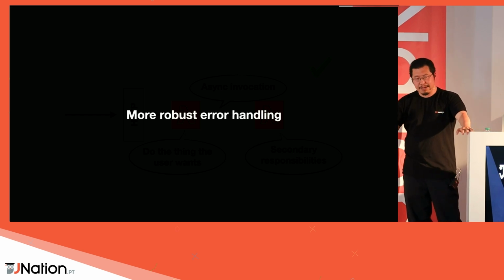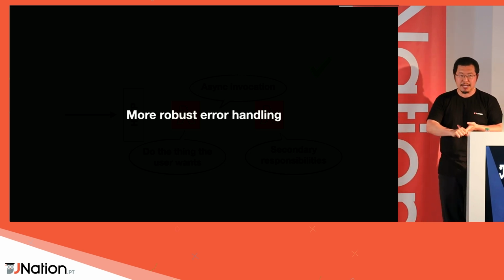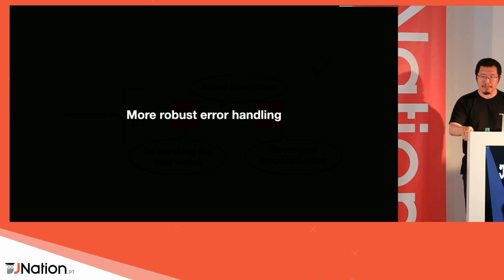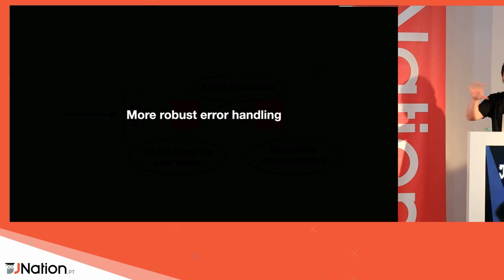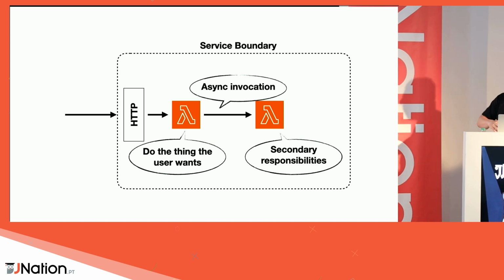But also with Lambda's async invocations, you get 2 built-in retries from the service, but also you get support for dead letter queues and Lambda destinations, so that when there's a problem, you can capture the thing that you tried to do and failed, so that you can then retry them later through a separate process. And that's with the assumption that both functions are in the same service.